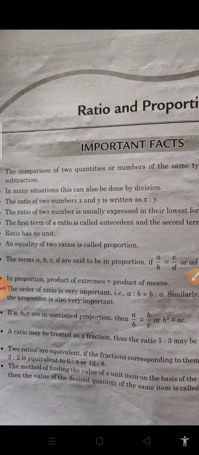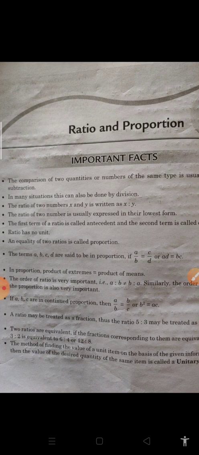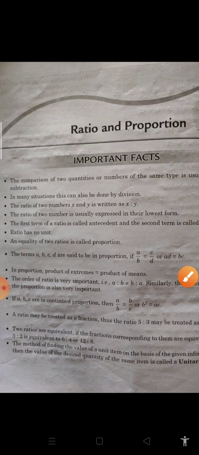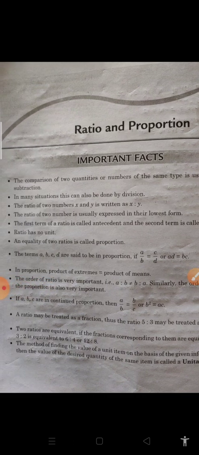So first we discuss some important facts of this chapter, because these are very important. With the use of these facts we can solve all the worksheets. So to remember, first, the comparison of two quantities or numbers of the same type is usually done by subtraction. So comparison of any two numbers of the same type is usually done by subtraction.